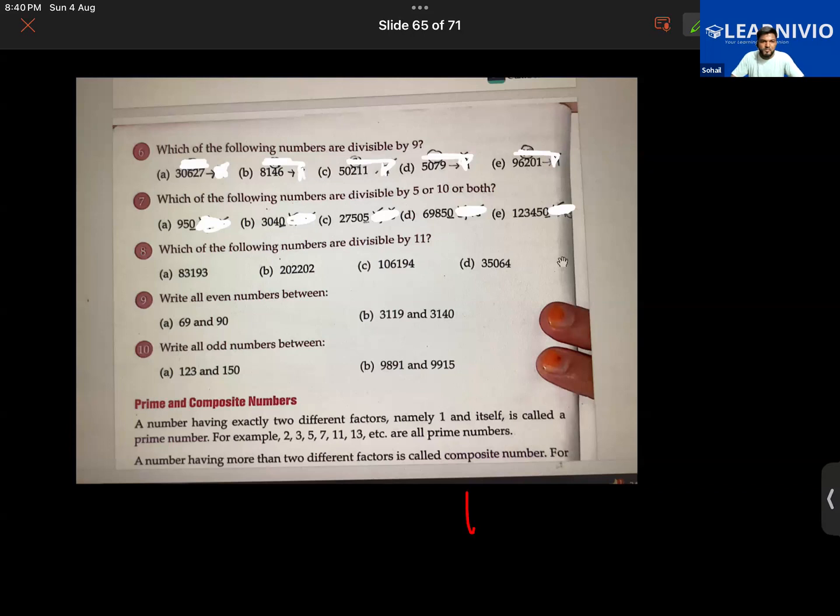Yes, sir. I was asking you, what is the divisibility rule for 9? State the divisibility rule of 9. Yes, Habib. State the divisibility rule of 9. Didn't we learn that if the sum of the digits is divisible by 9, then the complete number is divisible?